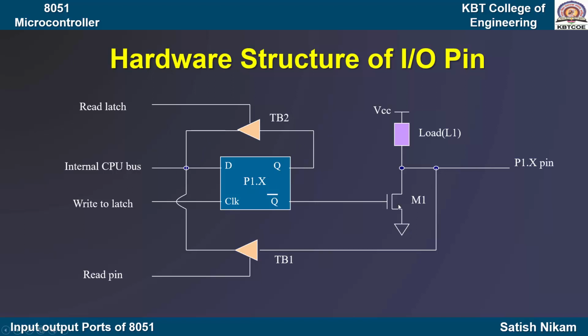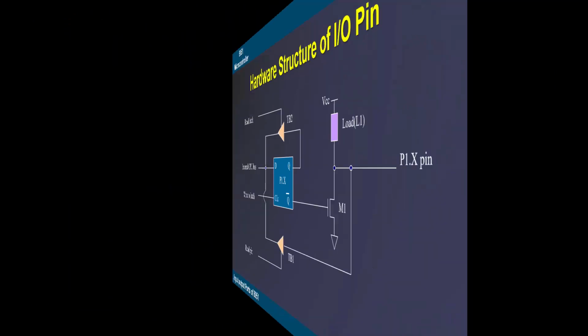We have here one transistor, M1, which has a gate pin. When this gate pin is equal to 0, the transistor will act as an open switch. This particular pin is connected to VCC through the load resistor. And when this gate pin is equal to 1, this transistor will act as a closed switch and the pin is connected to ground. This load resistor is another hardware component, the pull-up resistor. When the pin is not connected to ground through the transistor, it maintains the voltage VCC on the pin.